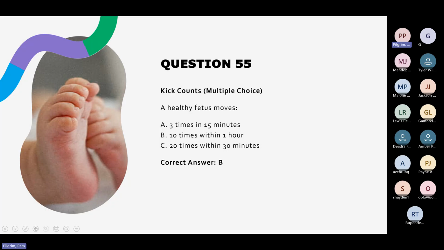So when you tell them to count kick counts, usually I'll tell them to eat something, lie down on their left side, and count how many times the baby kicks over the hour. So 10 times over an hour.